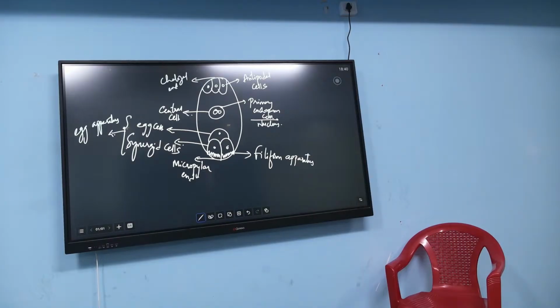If you take the angiosperms, almost 80% of plants are angiosperms, and more than 2,80,000 species of plants which we have studied and discovered come under angiosperms, the flowering plants. Any doubts here?